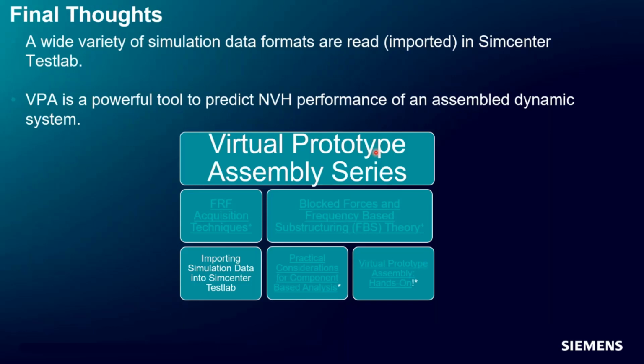So with that, I want to say there are some final thoughts. We saw that there are several different types of file format that can be easily brought into Test Lab and can be used for analysis. And then we got an overview of VPA, which is a powerful tool for NVH performance prediction for a fully assembled dynamic system. The bringing in of the simulation data into Test Lab has another added benefit, and that is the collaboration between OEMs and suppliers.